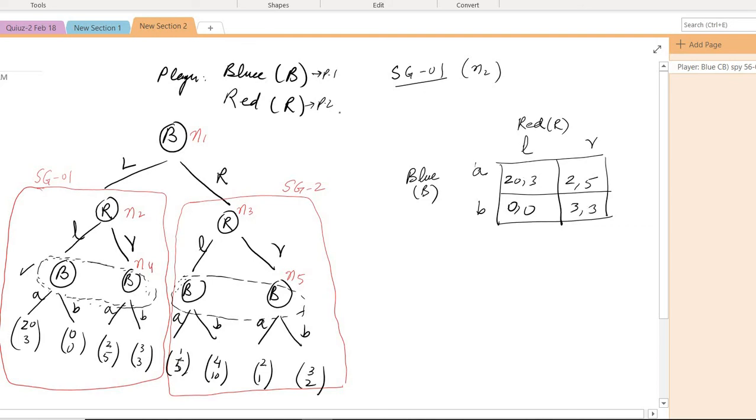So what do we have? Let's solve it. Given L, 20 versus 2, 0, 20 is better. Given R, 2 versus 3, 3 is better. Given A, 3 versus 5, 5 is better. 0 versus 3, 3 is better. So what is Nash in this game?